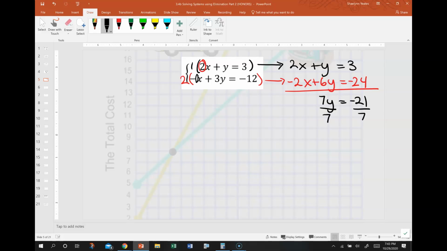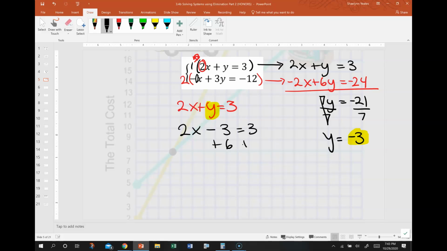From here I can divide both sides by 7, and I end up with y equals -3. Now I get to pick an equation that I like. I like the top one, so it's 2x plus y equals 3. I'm going to plug in a -3 everywhere I see a y. So this is 2x, and then this will just be plus a -3, which is just -3, equals 3.